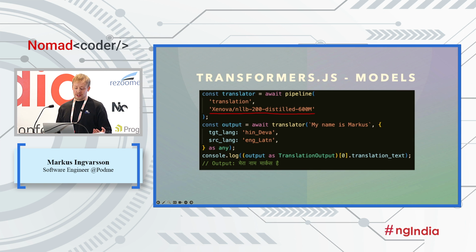So instead of prompting what translation we want, we include an object with a source language equal to English and a target language equal to Hindi. After passing the text, my name is Markus, we get the output, which can be seen at the bottom of the screen there. Mera naam Markus hai.